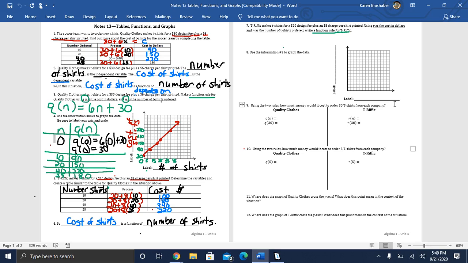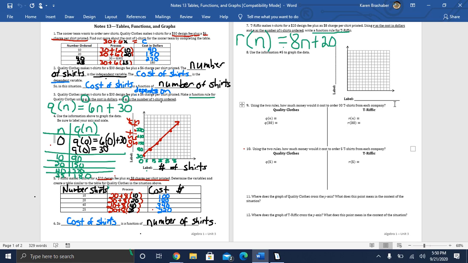So just as we did with the Q of N, we'll use the letter R. So R of N equals, and this time we want to make up our rule like we did for the Quality Clothes. So again, I like to put my variable first. And so what was changing each time was associated with that $8. So it was $8 for every shirt. So my N, my number of shirts, and then adding to that $20, that design fee.